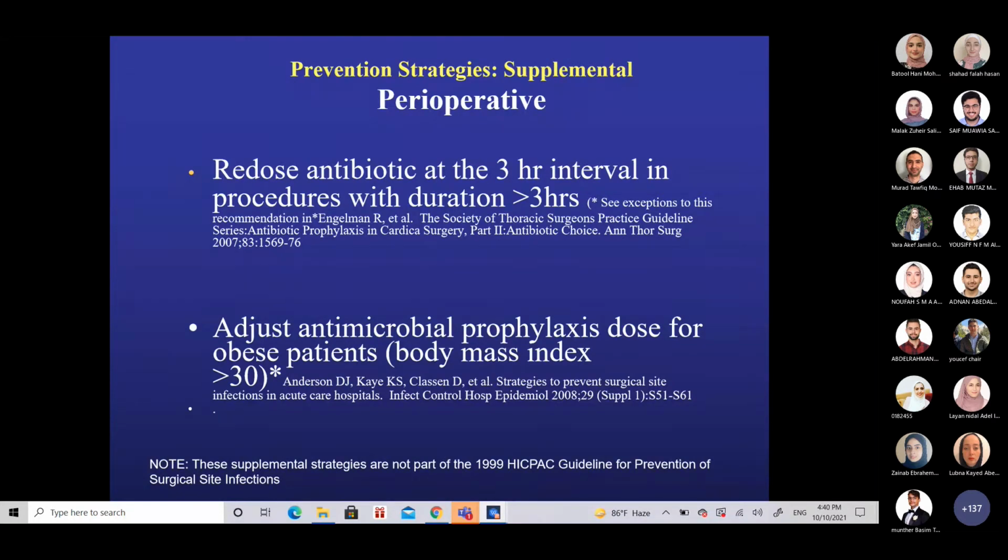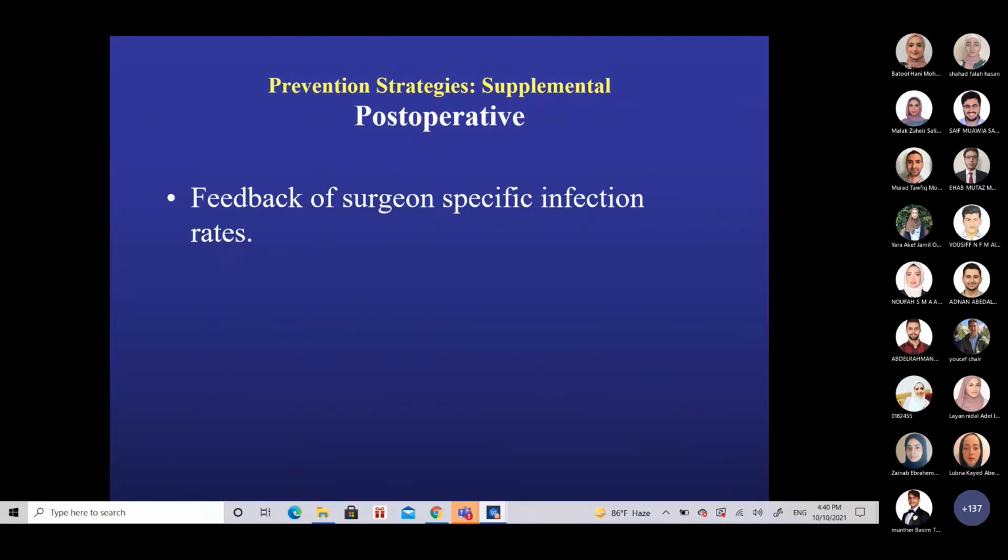The other thing is antibiotic adjustment according to weight, especially in obese patients, those with a BMI of more than 30. We have formulas to adjust the weight. We can take the ideal weight and the actual weight, and calculate the adjusted body weight. Accordingly, we calculate the better, ideal dosage of antibiotics.